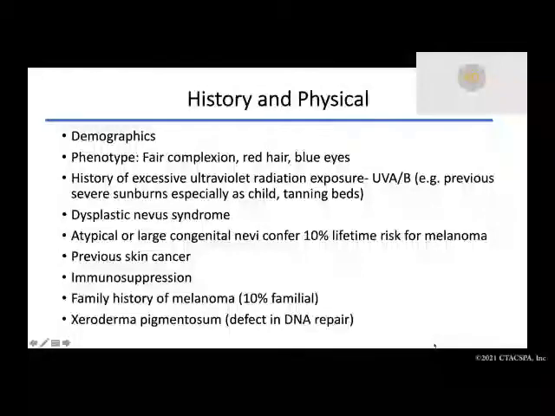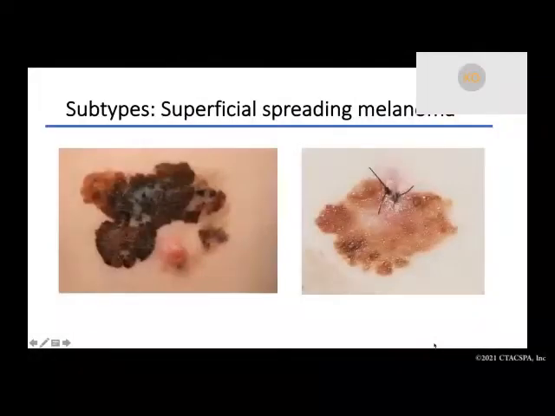Now, generally speaking, if they asked you about risk factors: sunburns, dysplastic nevi syndrome, people who have a history of atypical or congenital nevi increase their risk for melanoma. Immunosuppression, other types of skin cancer, that usually indicates UV damage. About 10% are familial, and xeroderma pigmentosum, which I've actually never seen, but they like to ask you guys about rare genetic syndromes because it's a question that's got a fact, like a yes or no, that they could include. So they like to ask about the different types.